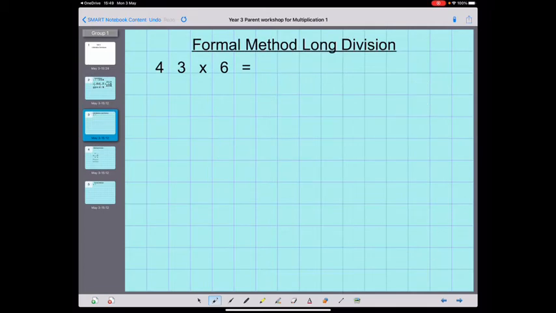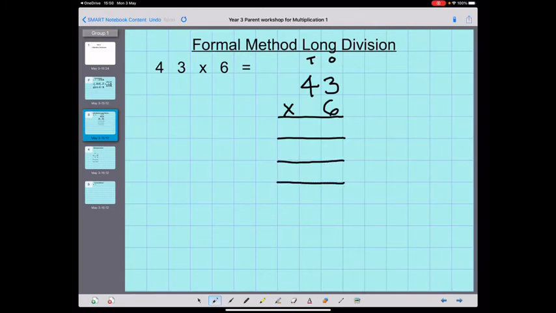So I'm going to show you how we would do the formal method of long multiplication. So I'm going to use the same calculation. So it's 43 times 6. So we set it up in what we call column multiplication. We do column addition, column subtraction, so they're quite used to setting out the calculation in this way. Okay, so again we start with the ones, and we're just going to put a little 1 there and the tens there. Draw some extra lines in, you'll see why in a minute.